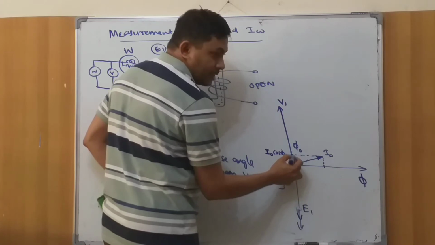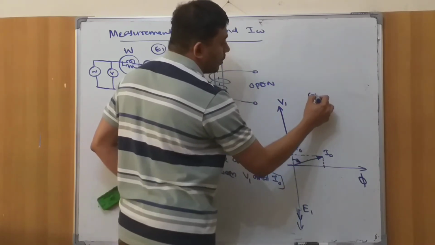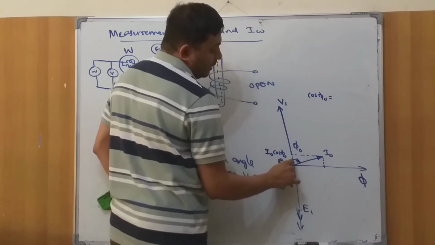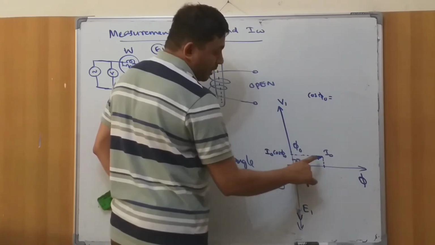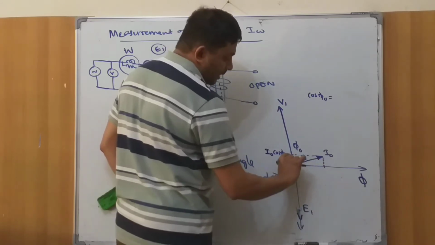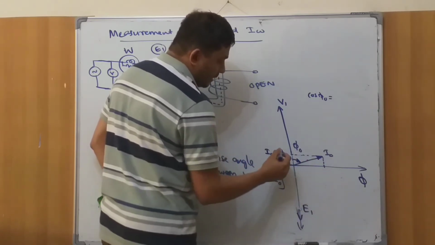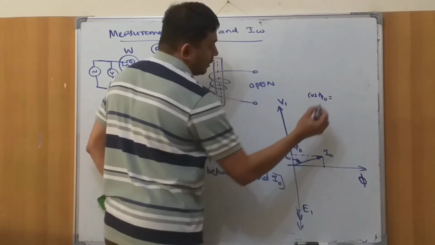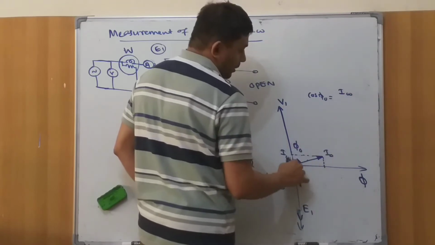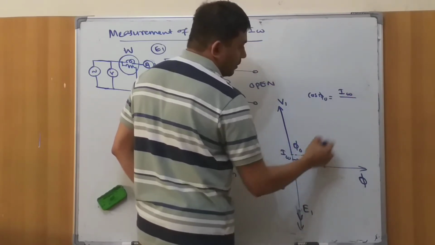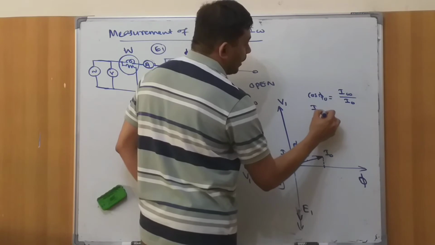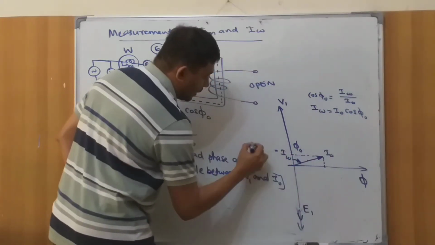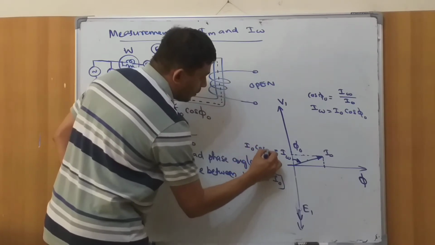This is the adjacent side and this is the hypotenuse. Normally, cos phi 0 is adjacent side by hypotenuse. Hypotenuse is I0. Adjacent side is this side, let's say IW. So IW divided by the hypotenuse I0. So what is IW? IW is equal to I0 cos phi 0.